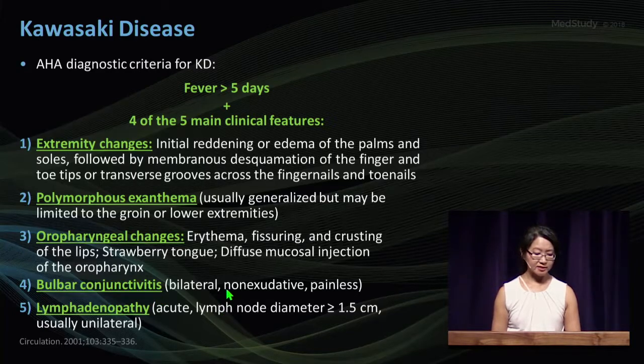Bulbar conjunctivitis, typically this is non-exudative. They look like they've got pink eye. It's painless. Vision is not affected. Lymphadenopathy, usually lymph nodes are pretty swollen, more than 1.5 centimeters. They can be bilateral, but usually they're unilateral.